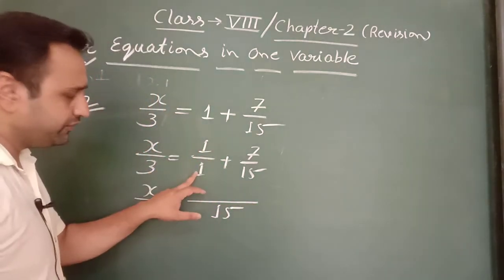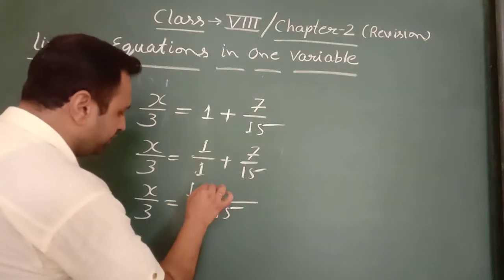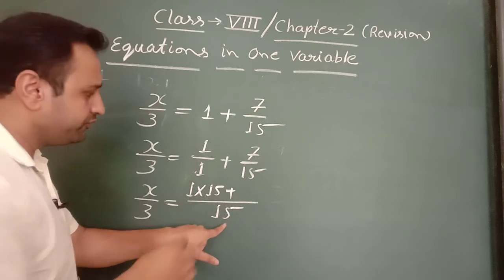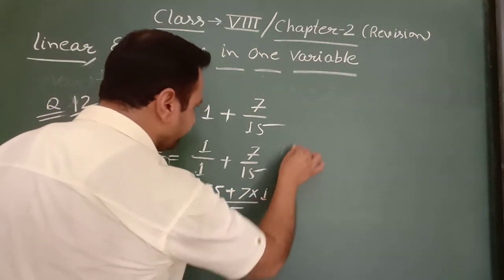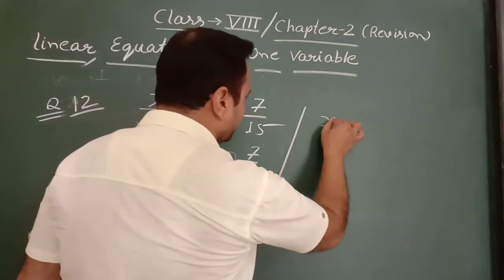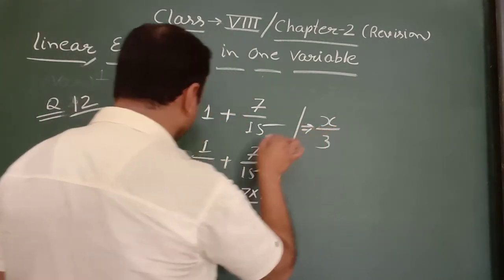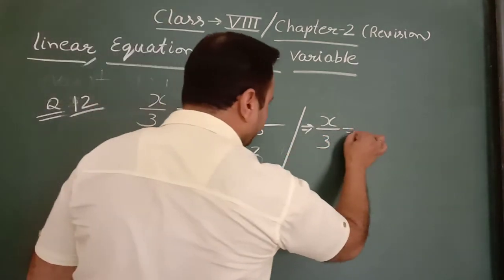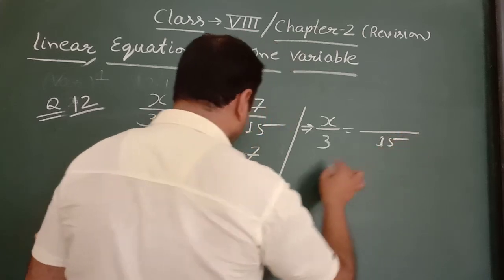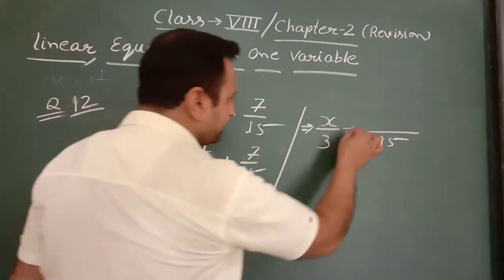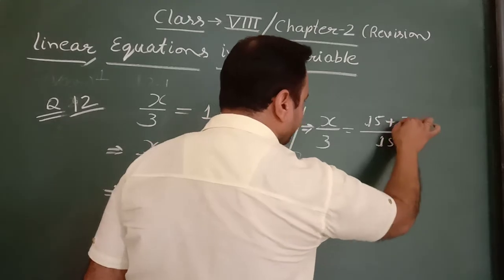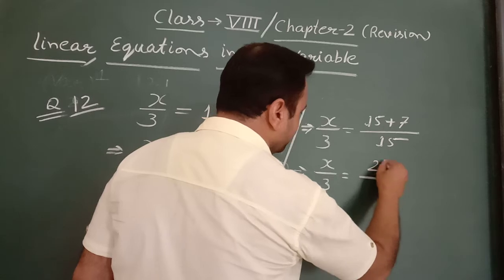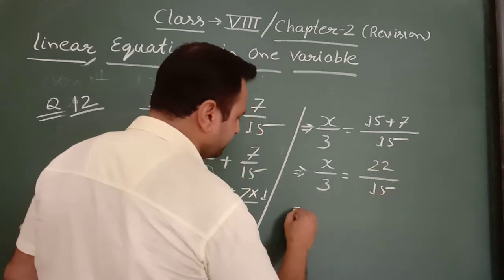Now 15 divided by 1, we get 15. So 1 multiply 15, plus 15 divided by 15, we get 1. So 7 multiply 1. So x upon 3 is equal to 15 plus 7, 22 upon 15.